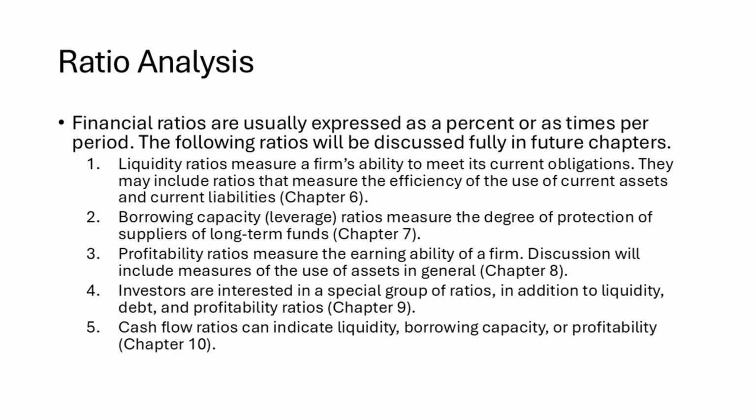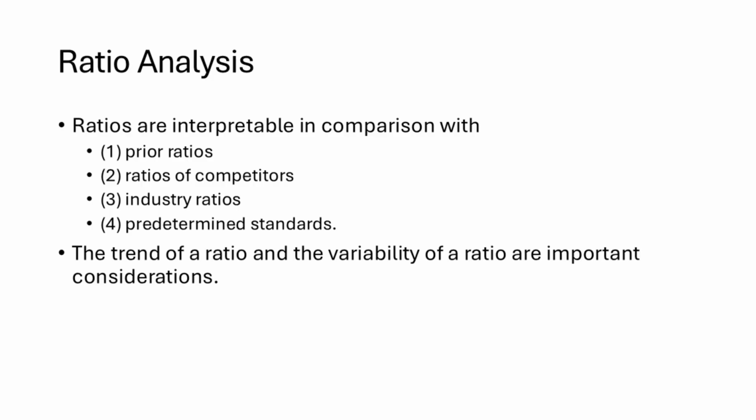Investors are interested in a special group of ratios, in addition to liquidity, debt, and profitability ratios, Chapter 9. Cash flow ratios can indicate liquidity, borrowing capacity, or profitability, Chapter 10. A ratio can be computed from any pair of numbers. Given the large quantity of variables included in financial statements, a very long list of meaningful ratios can be derived. A standard list of ratios or standard computation of them does not exist. Each author and source on financial analysis uses a different list and often a different computation of the same ratio. This book presents frequently utilized and discussed ratios.